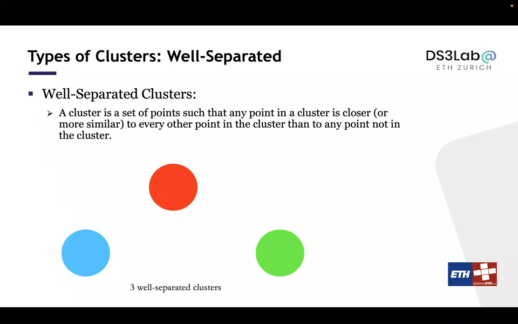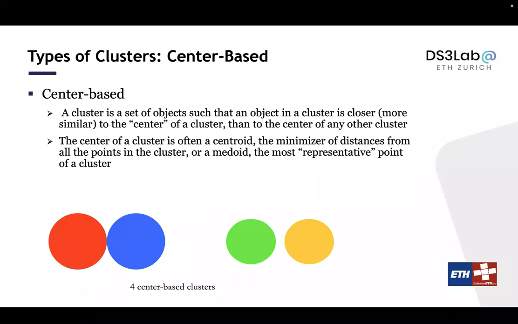And then there are different types of clusters. The criterion that you use to cluster points together is to say, what is a cluster? One potential definition is that a cluster is a set of points such that any point in a cluster is closer or more similar, where you compute the distance, to every other point in the cluster than to any other point not in the cluster. So essentially in this definition, your clusters are separated. They're far away from each other, and there are no points in the middle. So you have these well-separated clusters, if your data aligns like this.